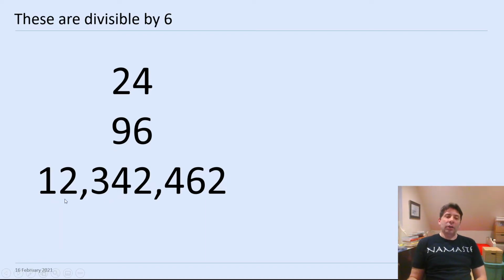And then this one, if we add the digits, we get 1 plus 2 is 3, plus 3 is 6, plus 4 is 10, plus 2 is 12, plus 4 is 16, plus 6 is 22, plus 2 is 24, and then 3 goes into 24. You could say 2 plus 4 is 6, and 3 goes into 6. So 3 goes in, and then also it's an even number, so 2 goes in as well.